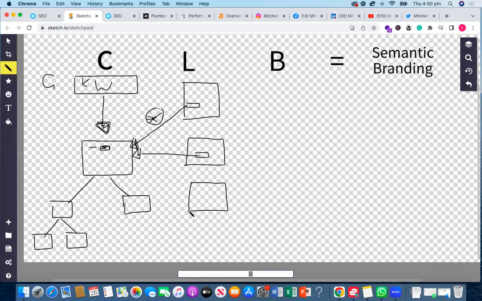And it used to be the holy grail of SEO. But now, through the advancement of AI, branding has become more important than ever. So what I want to do is break down how branding plays into this SEO strategy, and how semantic branding is such a vital part of SEO in this day and age, and why we really need to understand why branding is so important when it comes to getting your website ranked.